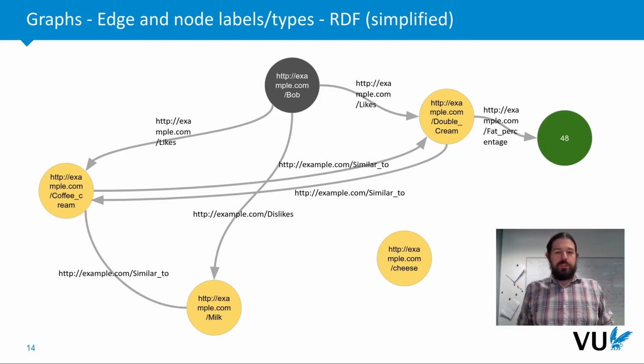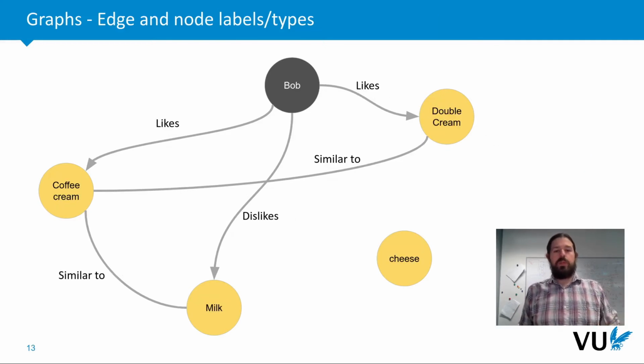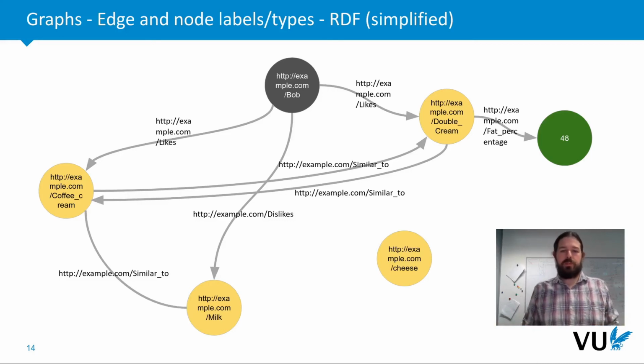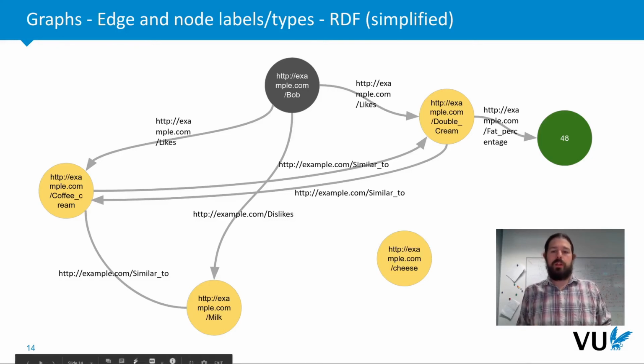Now notice another difference as well. So this graph has only directed edges. So we went from the one edge which we have here to the two edges for the similar to relation. And now I noticed I made a mistake. So this one should also be a double one. Moreover, I've added one special type of node here, and that is a node which has a literal value. So this is just a number in it, and in this case, it's the fat percentage of the double cream. So that is something which is possible in RDF.